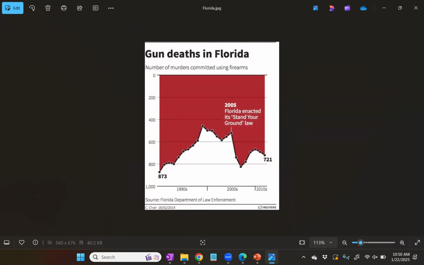Okay. Gun deaths in Florida. Sorry, some of these are depressing. Number of murders committed using firearms. So can you have a gun death that's not a murder? Yeah, we'll get depressing for a minute. Suicides could be considered a gun death that's not a murder. Accidents. There's lots of things that could be a gun death that's not considered a murder. So we're claiming one thing and measuring something else.